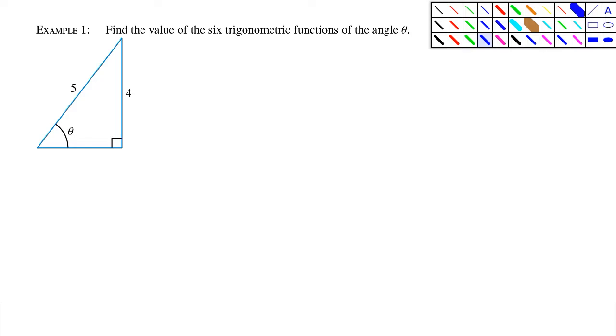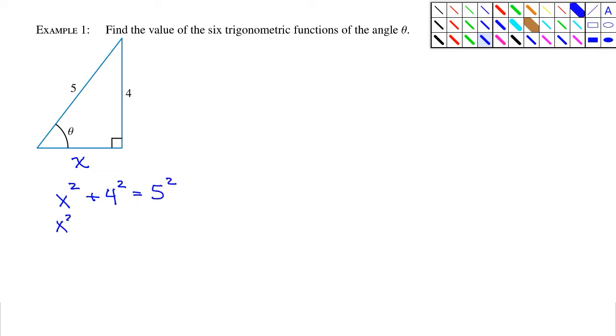Let's look at example 1. Find the value of the six trigonometric functions of the angle theta. So we have theta, we have a right triangle, and we're missing one of the legs here. Let me call it x. And because we have a right triangle, we can use the Pythagorean Theorem. So x squared plus 4 squared is equal to 5 squared.